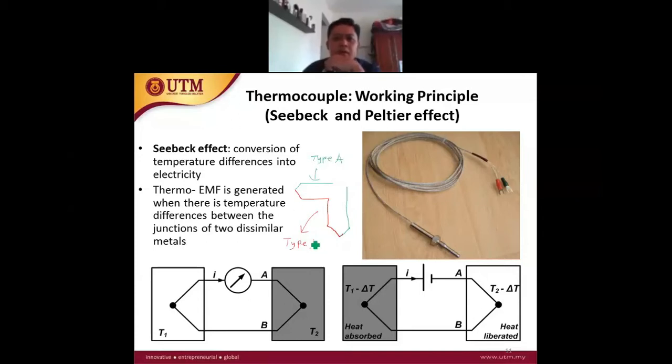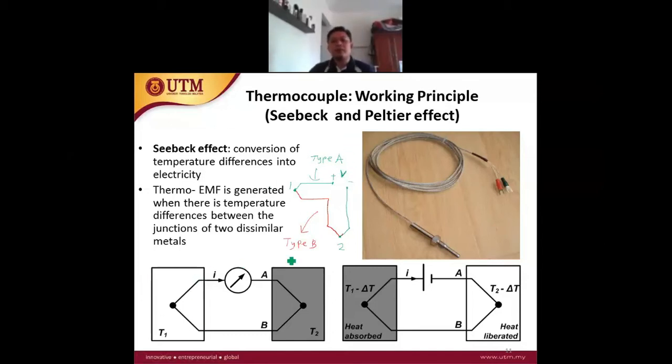Okay. So we make two junctions. So this will be the first junction. Let's say this is the first junction, and this will be the second junction. This is the open terminal where we measure the voltage.